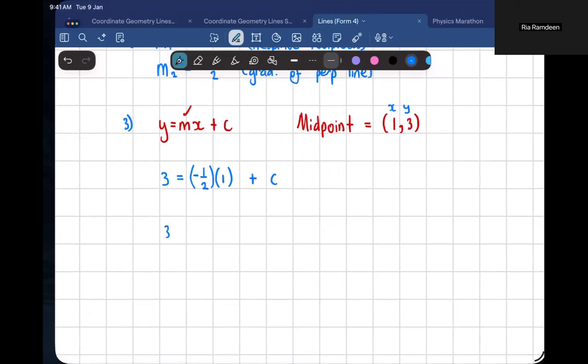Right? What's negative a half by 1? Negative a half by 1, so it's just itself, negative a half. Right? We want to find c. How are we going to find c? We want to make c the subject, so we could flip the equation. Right? Tell me what to write.